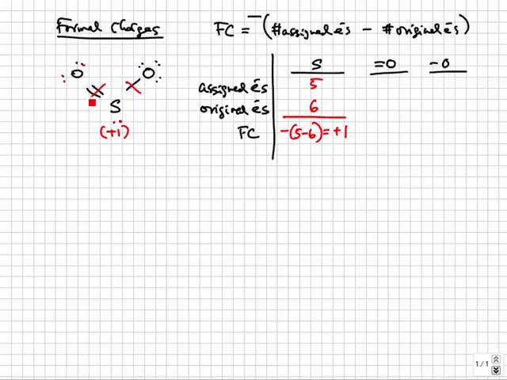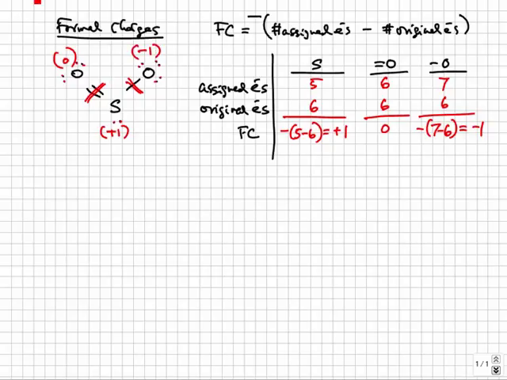For the oxygen on the left, it has 2 lone pairs, which is 4 electrons. It also has 2 bonds, which supply 2 electrons. So there are 6 electrons assigned to it. It has 6 electrons originally, so its formal charge is 0. For the other oxygen, it has 3 lone pairs, which is 6 electrons. It has 1 bond, which supplies 1 electron. So there are 7 electrons assigned to it. It has 6 electrons originally, so its formal charge is 7 minus 6 times -1 equals -1.